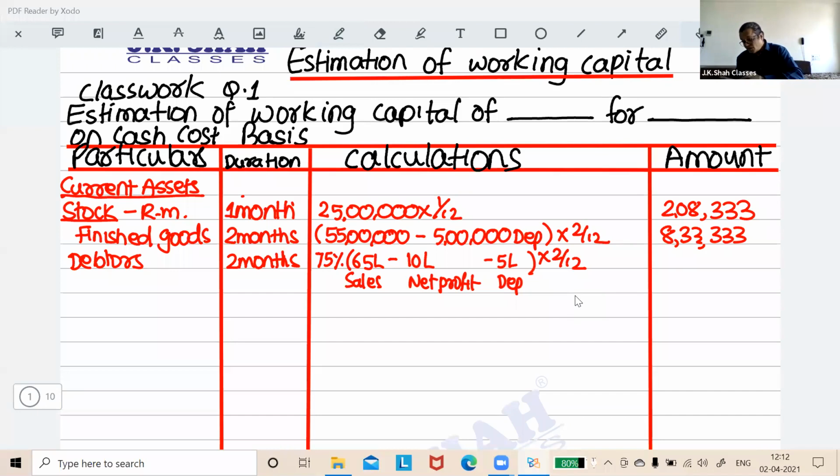So 50 lakhs into 75%, whatever it comes to, divided by 6. So you get 6 lakh 25,000. I hope you get the same answer.